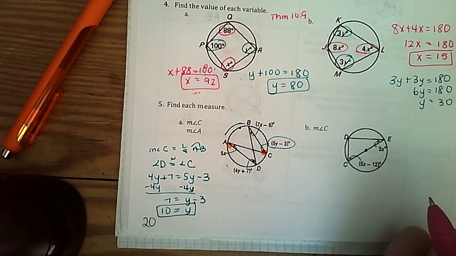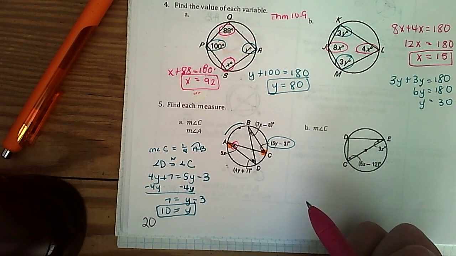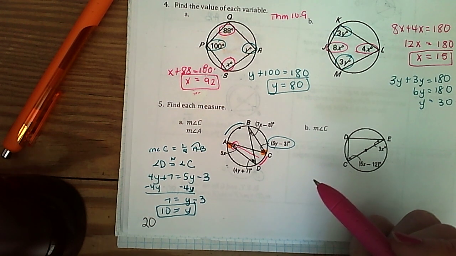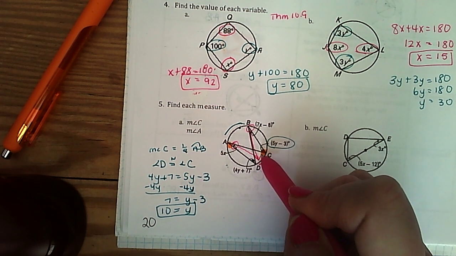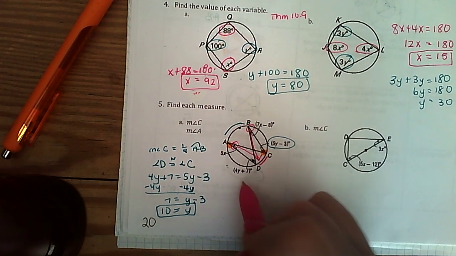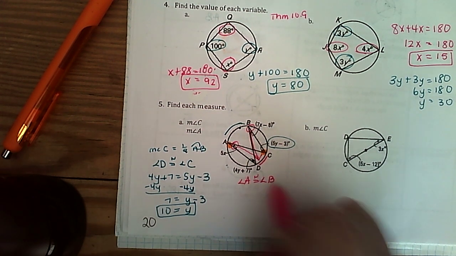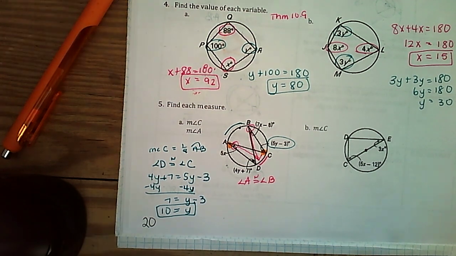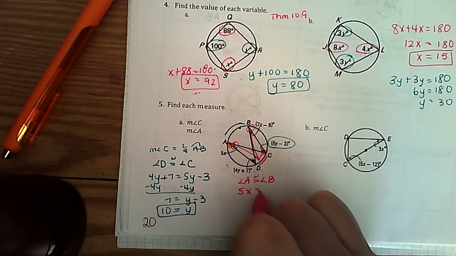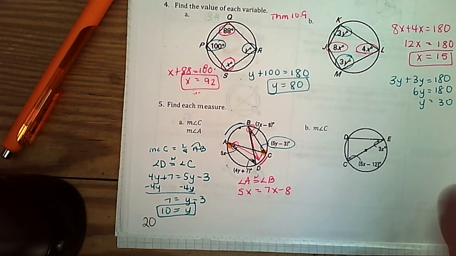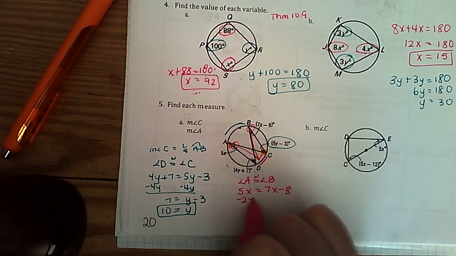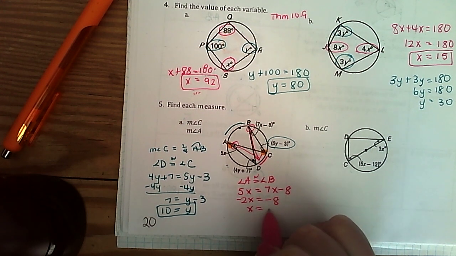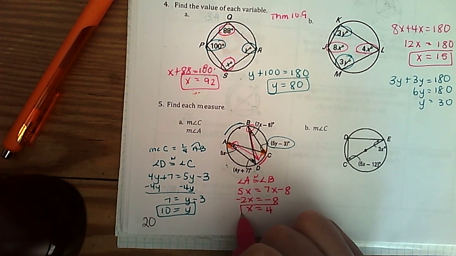So now I want to do angle A. I have angle A right here. It's 5x. It opens to this arc. Again, we know that it is half the arc, but I don't know the arc. But I do know that angle B opens to the same arc. So therefore, I know that angle A is congruent to angle B by, again, theorem 10.8. So 5x equals 7x minus 8. Let's do our math again. Subtract 7x from this side, so I get negative 2x equals negative 8. Divide by negative 2, x equals 4.